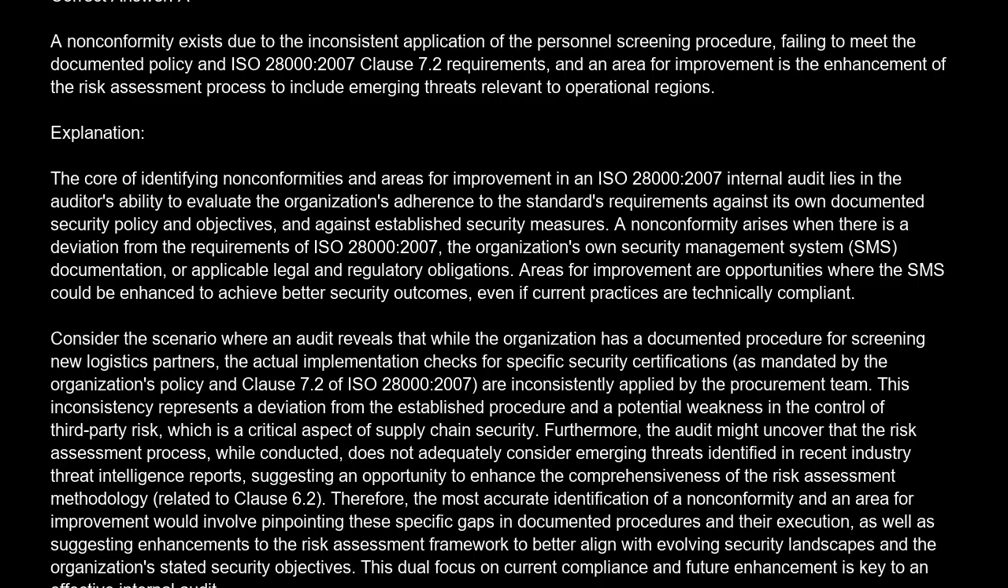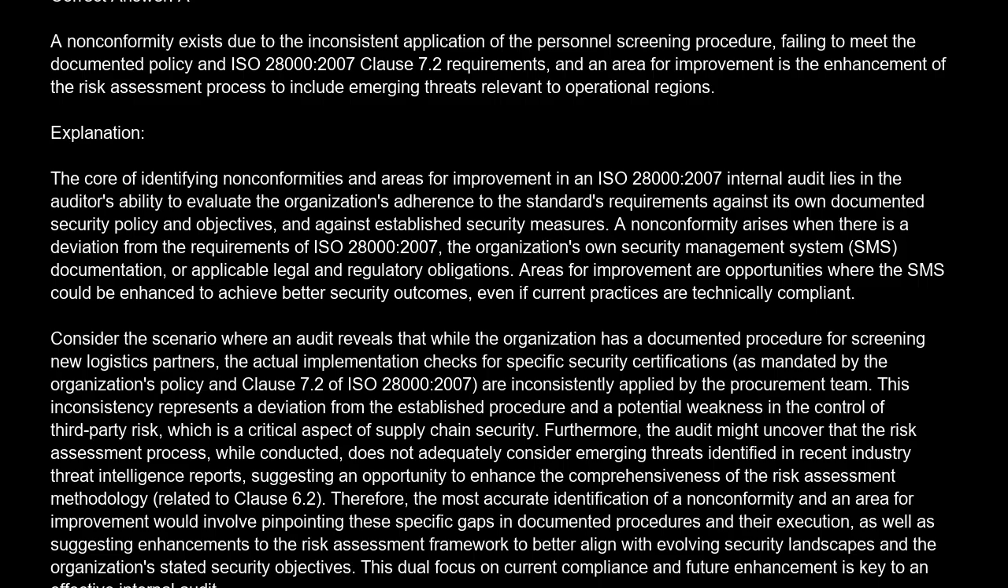A nonconformity arises when there is a deviation from the requirements of ISO 28000-2007, the organization's own security management system, SMS, documentation, or applicable legal and regulatory obligations. Areas for improvement are opportunities where the SMS could be enhanced to achieve better security outcomes, even if current practices are technically compliant.